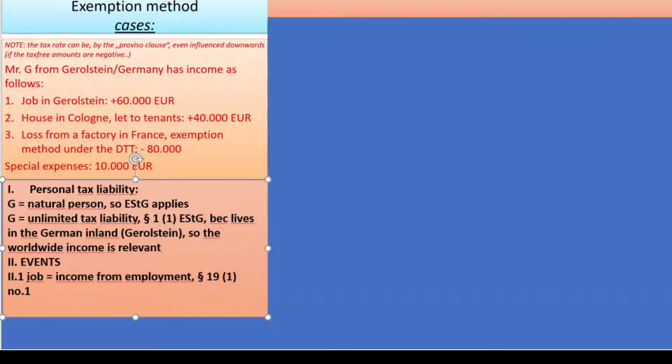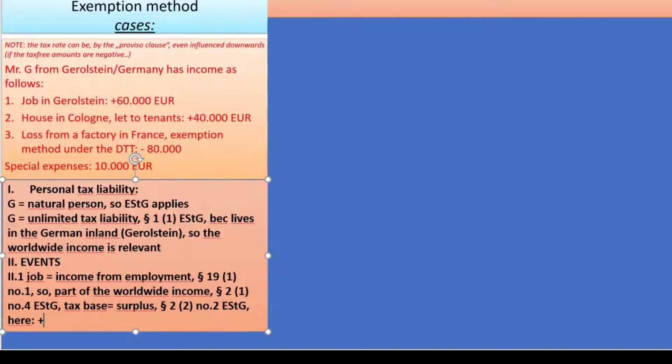The events. 2.1, the job. That's income from employment. Paragraph 19.1, number 1. So part of the worldwide income, which we need. § 2.1, number 4, EStG. The tax base is the surplus. That's § 2.2, number 2, EStG, and that is here given with plus 67.